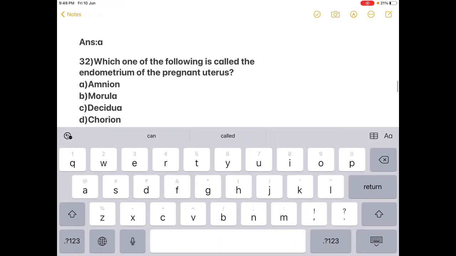Next question, which one of the following is called endometrium of the pregnant uterus? Option A, amnion, option B, morula, option C, decidua, option D, chorion. It's a very simple question, but I think we all know this answer is C, decidua.